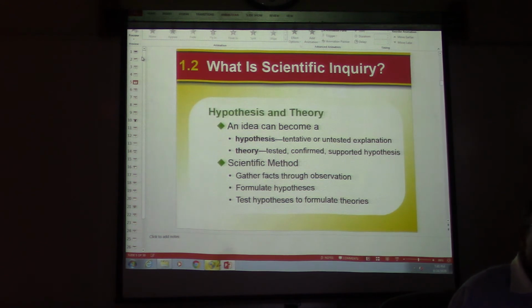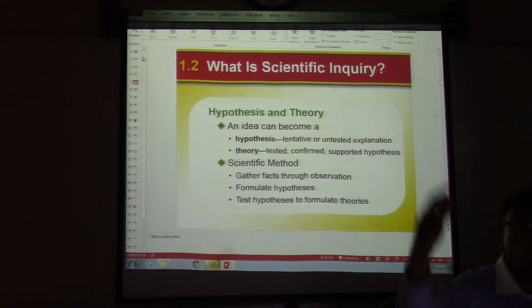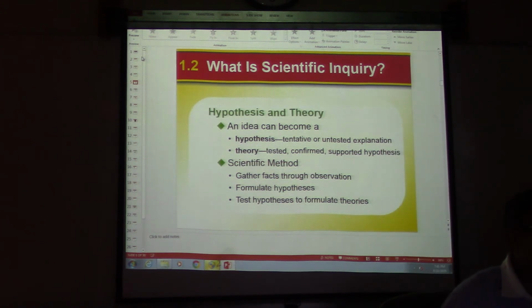It is the method which involves gathering facts through observation. First thing you do is observe. Then you formulate your hypothesis, which means tentative reasoning or a tentative explanation. The third is you want to test your hypothesis, to formulate theories. How do you do that? By doing experiments. If your hypothesis did not match, you have to go back to the start and do the same thing again, like a flow chart.